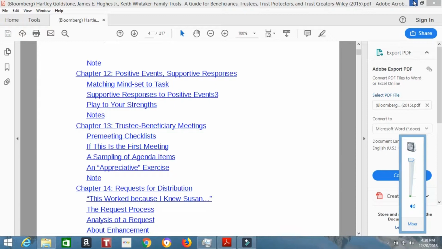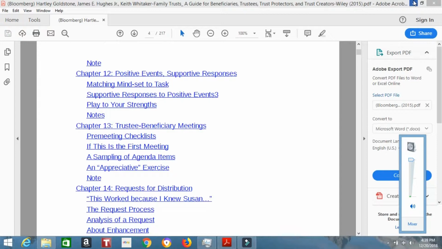Note. Chapter 14, Requests for Distribution. This worked because I knew Susan. The request process. Analysis of a request. About enhancement. Note. Chapter 15, Working with Addictions. Chapter 16, Trusts and Marriage. Prenuptials. Within marriage. Second marriages and beyond. Notes. Chapter 17, Transitions. Solomon's Ring.